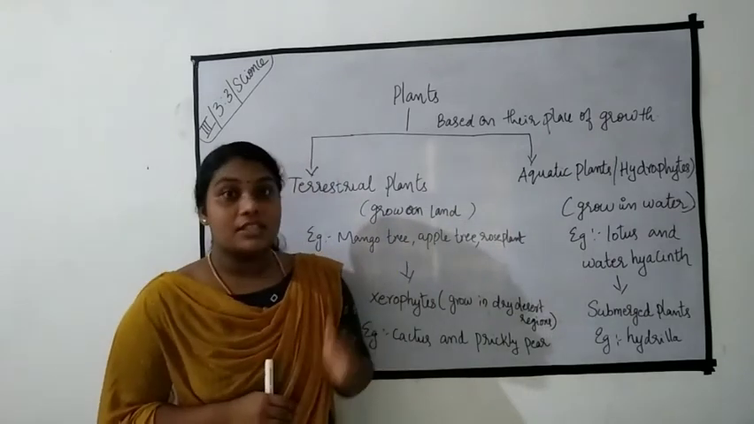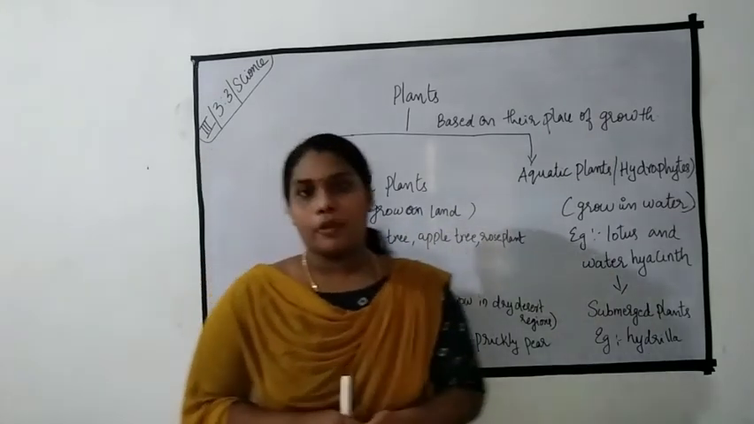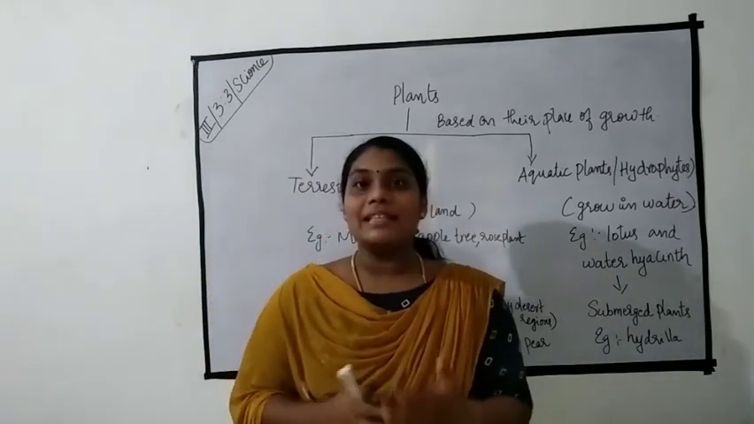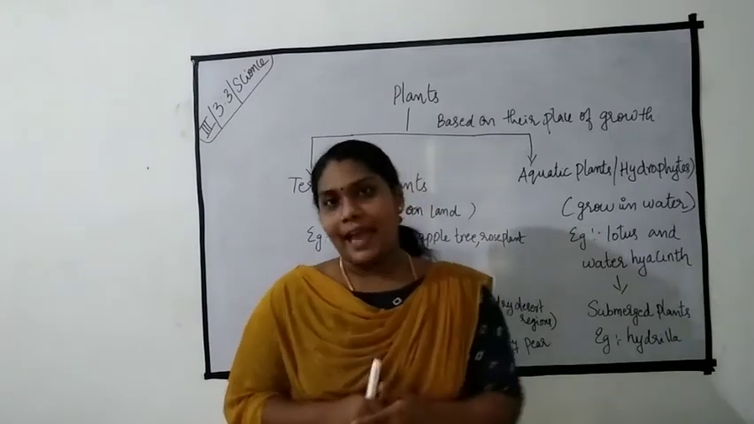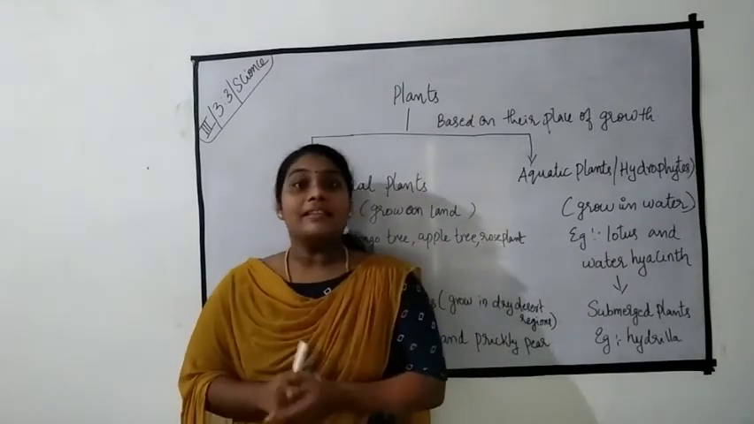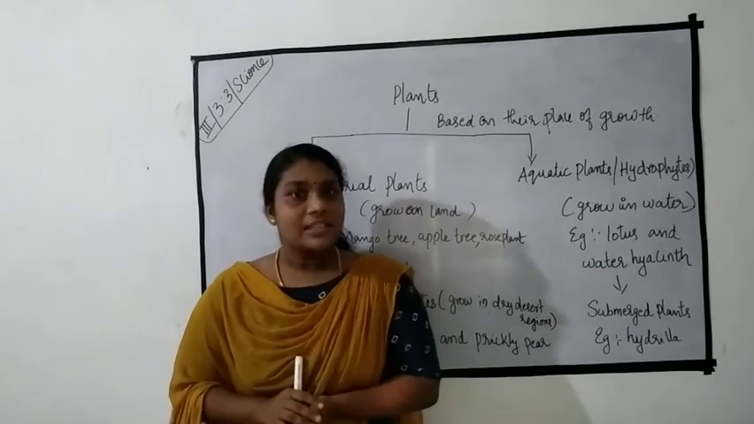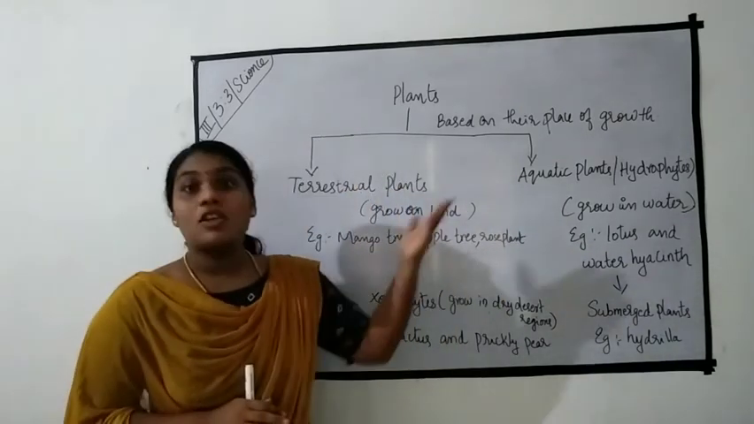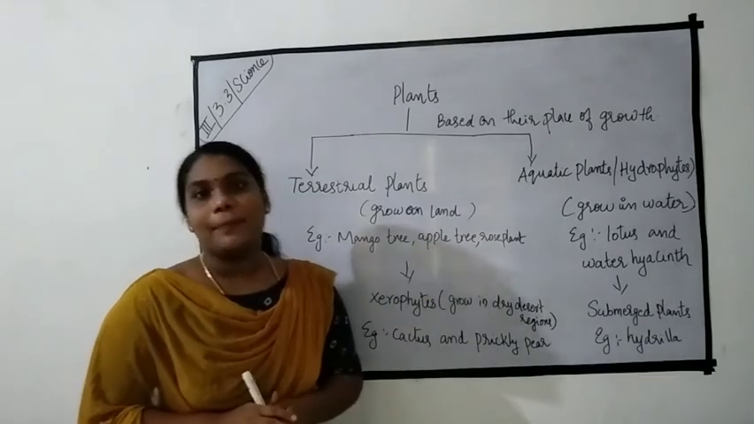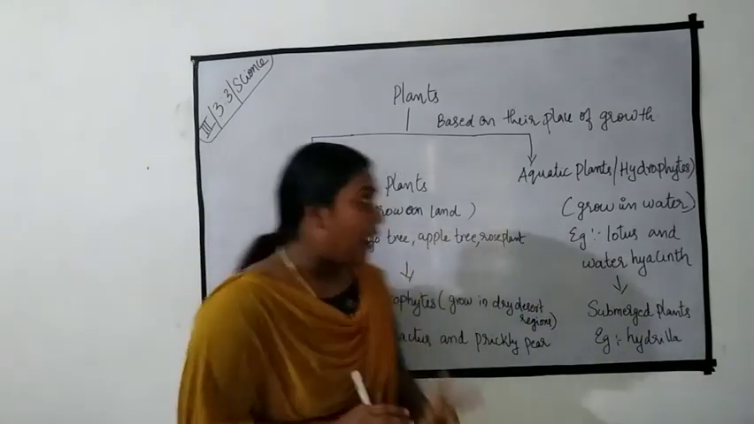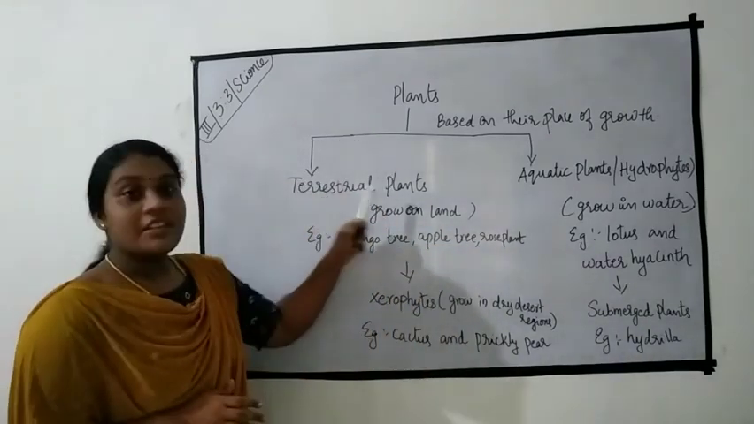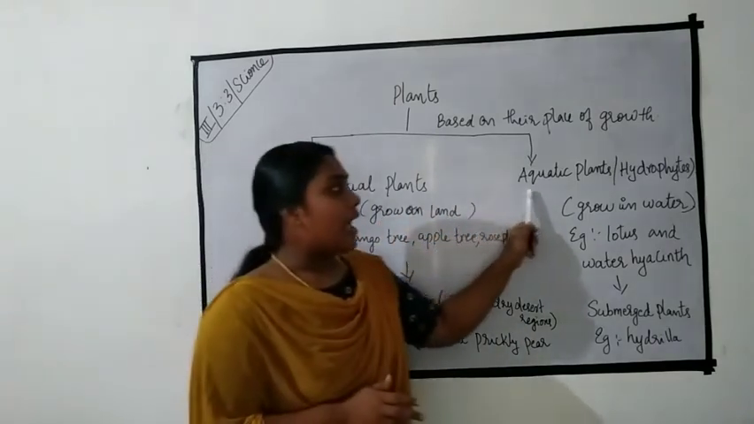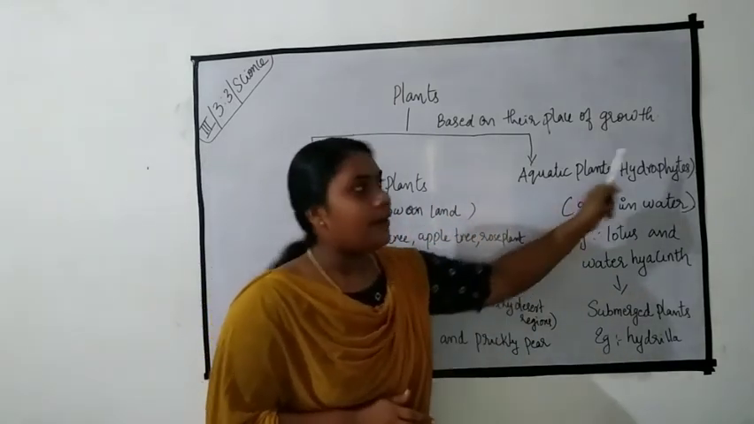Okay students, today we are going to discuss plants based on their place of growth. Some plants grow on land and some plants grow in water. On the basis of place of growth we can classify the plants into two. They are terrestrial plants and aquatic plants or hydrophytes.